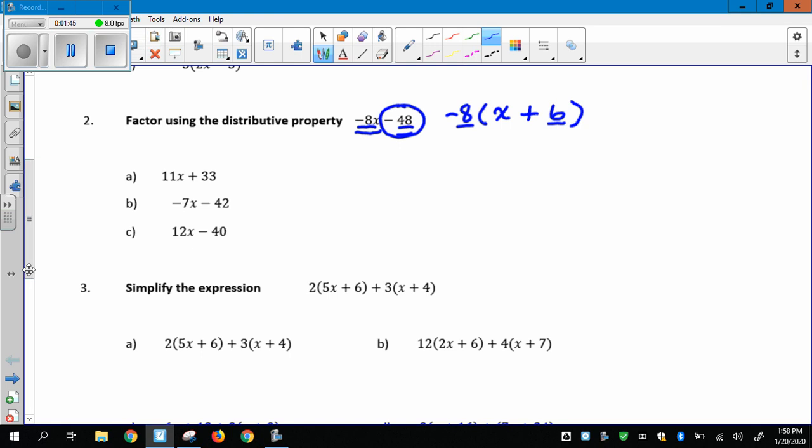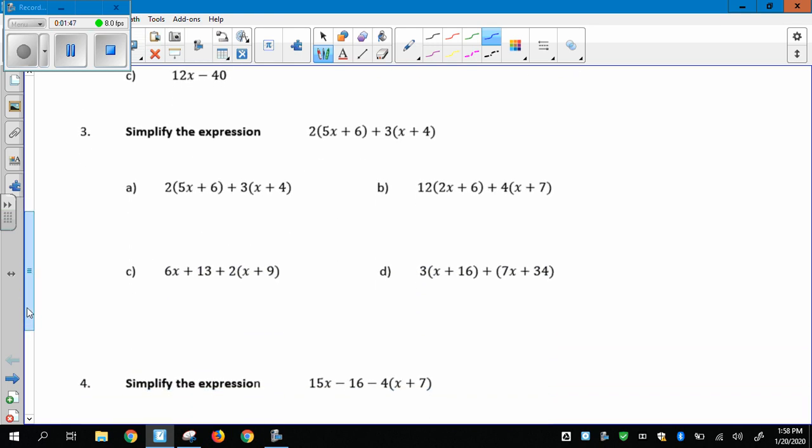All right, now number 3 here. We have 2 sets of parentheses we need to deal with, and then when we get it all simplified, you should only have 2 terms in the end. So we're going to combine like terms. So I'm going to distribute this 2 into here, and I'm going to distribute this 3 into here and do those multiplications. So 2 times 5x is 10x. 2 times 6 is 12, it's a +12. 3 times x is 3x, and 3 times 4 is 12.